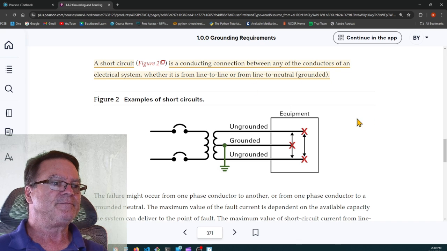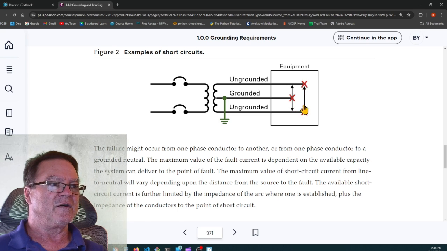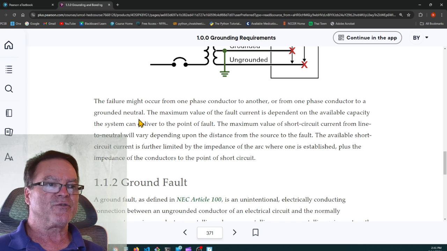So there's ungrounded conductors and the grounded conductor, the neutral between them. If there's ever a fault between an ungrounded and the grounded conductor, that's a short circuit. Or if there's a fault between two ungrounded conductors, that's a short circuit. The failure might occur from one phase conductor to another, or from one phase conductor to a grounded neutral.